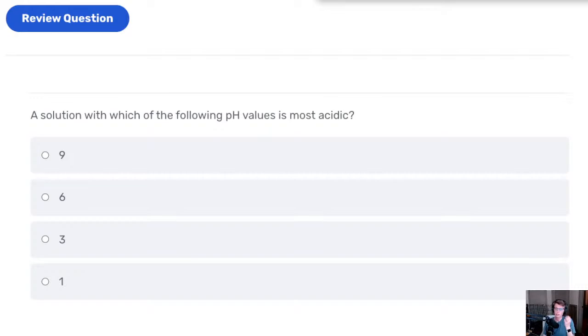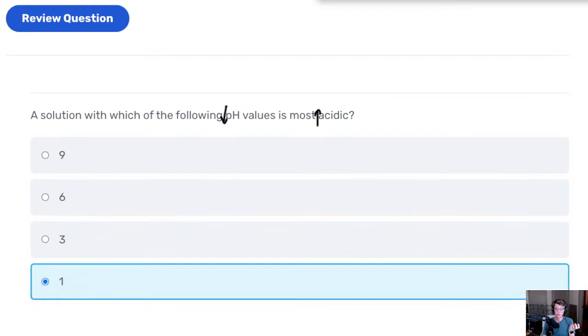So for example, we have this first question. It's fairly straightforward. A solution with which of the following pH values is most acidic? As we were describing before, lower pH values mean increasing acidity. So presumably we just pick the answer with the lowest pH. That is 1. Okay.